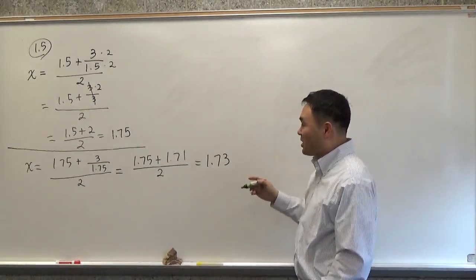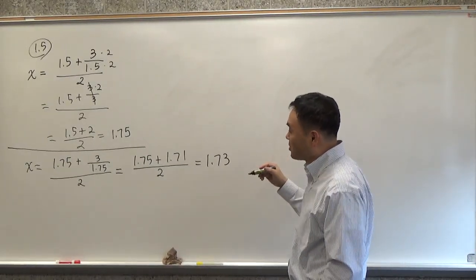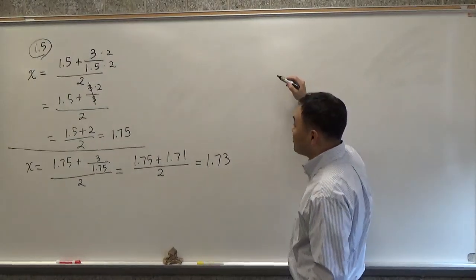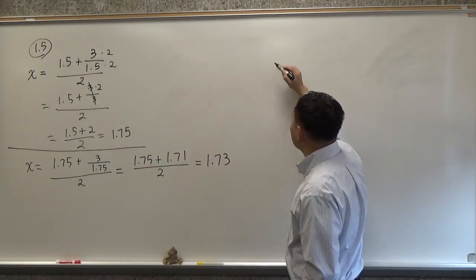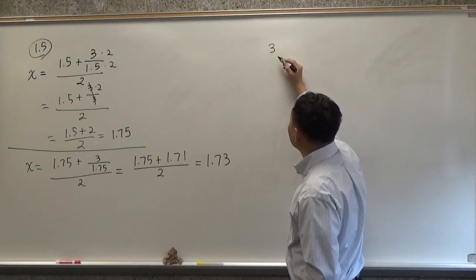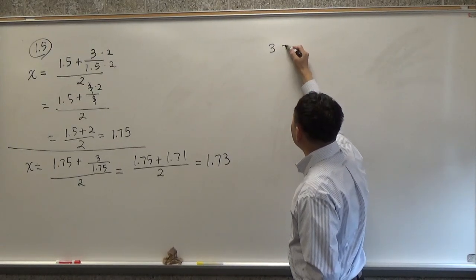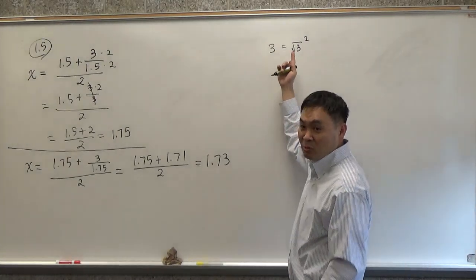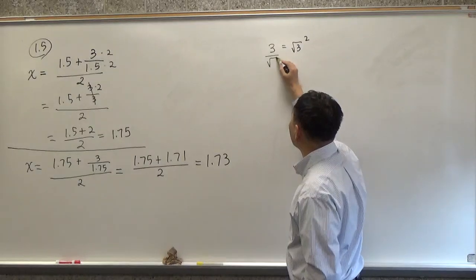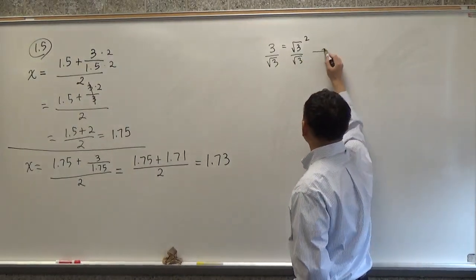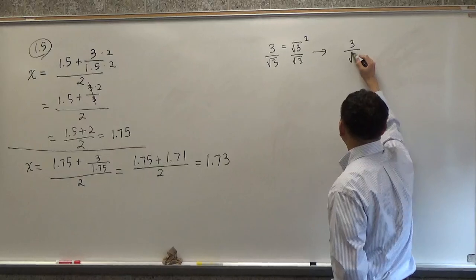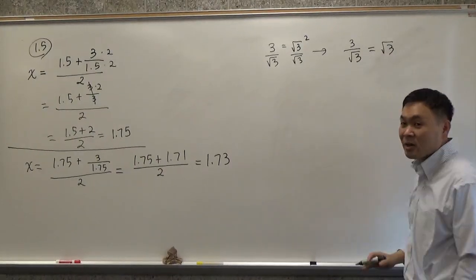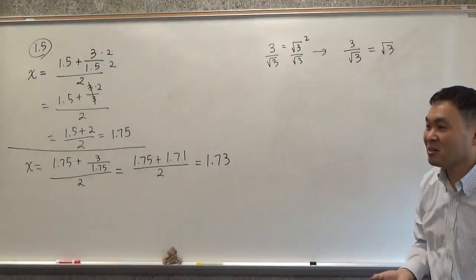So what they did was, this is actually called the Babylonian method. Think about the following. 3 is the square root of 3 squared, right? That's the definition of the square root of 3. So if you divide both sides by the square root of 3, you have 3 over the square root of 3 equals the square root of 3. And that was the idea of the Babylonians.